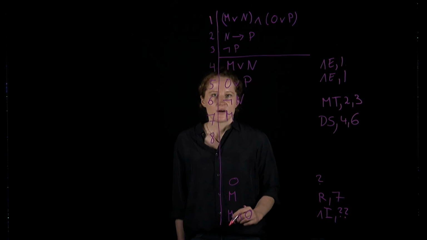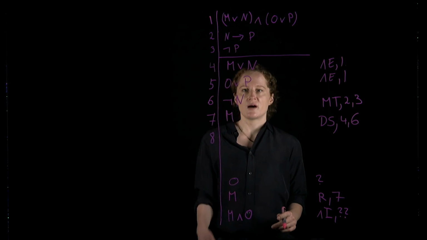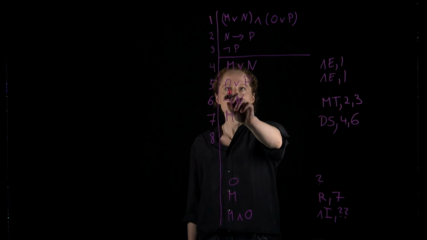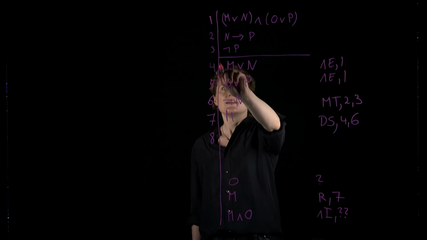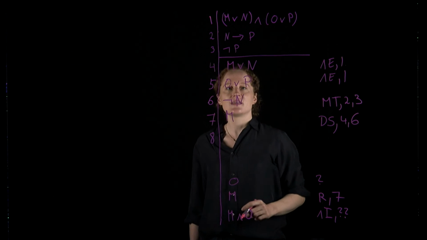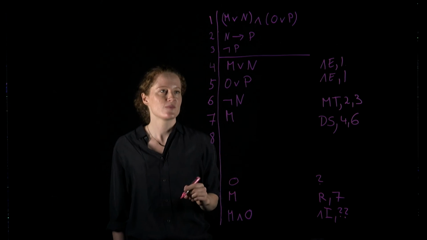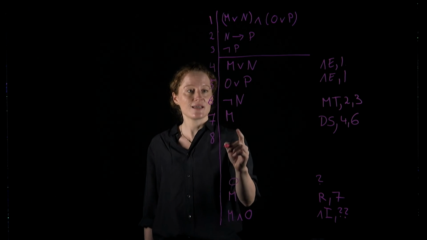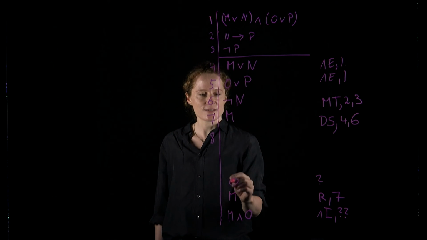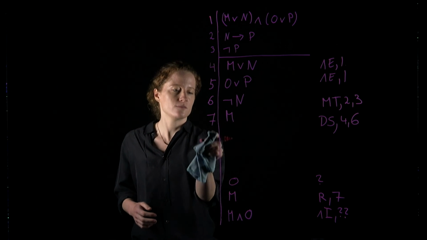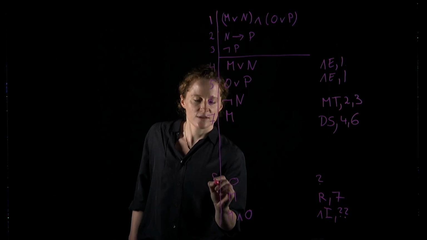Okay, we still need to prove O. How can we prove O? Well, in line 5, we have the disjunction O or P, and in line 3, we have the negation of the second disjunct, not P. So that means that we can again use disjunctive syllogism in order to infer the other disjunct, in this case O. So I'm going to do that down here.